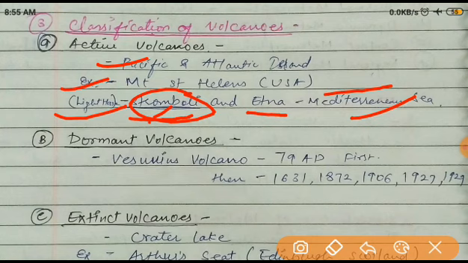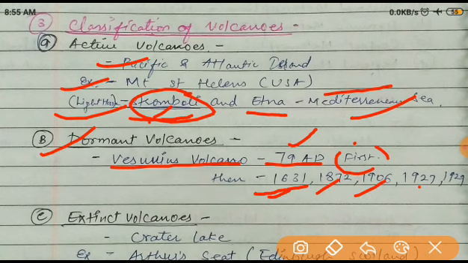If I'm talking about the dormant volcano, so Vesuvius volcano, which erupted first in 79 AD. Okay, then 1631. Now you can see there is a gap of time period in which it is continuously ejecting. Now in 1709, then 1631, then 1872, then 1906, then 1927 and 1929. It means in future it can also erupt.